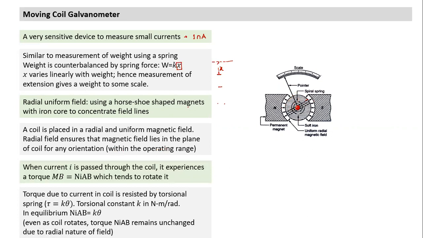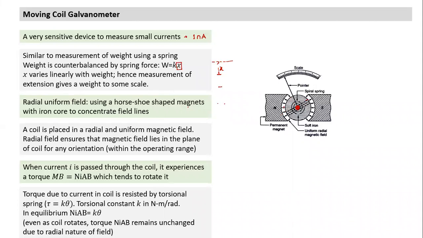When current is passed through this coil, what will happen? It will develop a magnetic dipole moment, and if the current becomes double, the magnetic dipole moment also becomes double. So when the current is passed through, this coil becomes a magnetic dipole placed in a magnetic field which is perpendicular to the direction of the dipole. It will experience a torque and will tend to rotate.